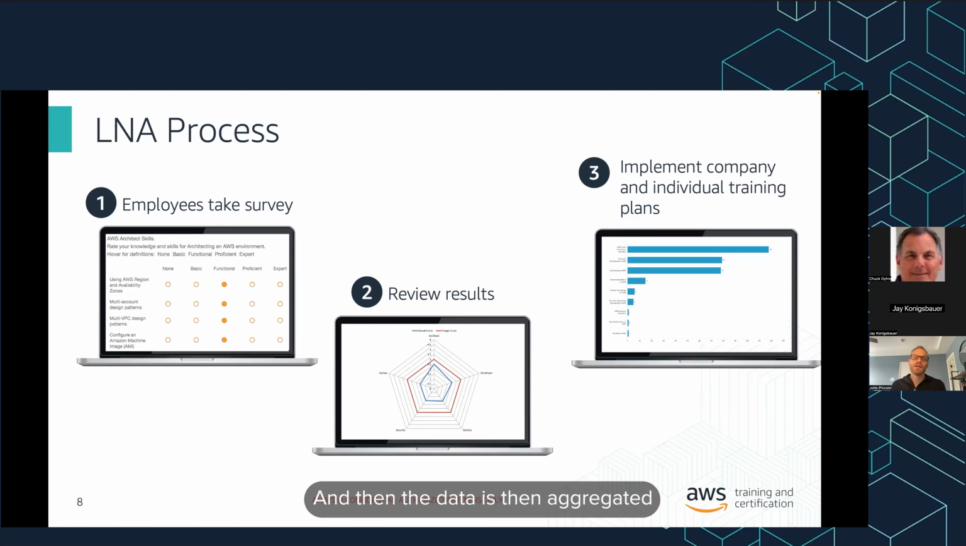And then the data is aggregated and you're able to review the results collaboratively with an individual to understand what those results mean for your team and how those results can be implemented into individual learning plans that are then recommended to your organization.